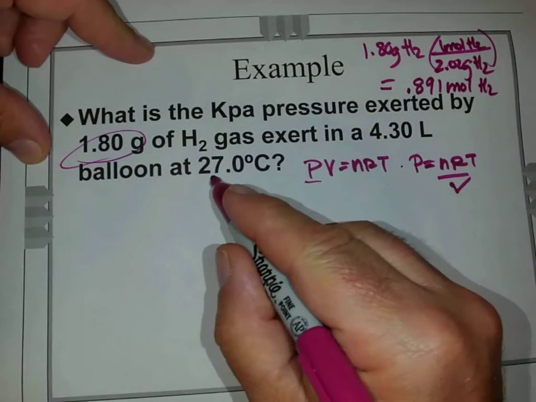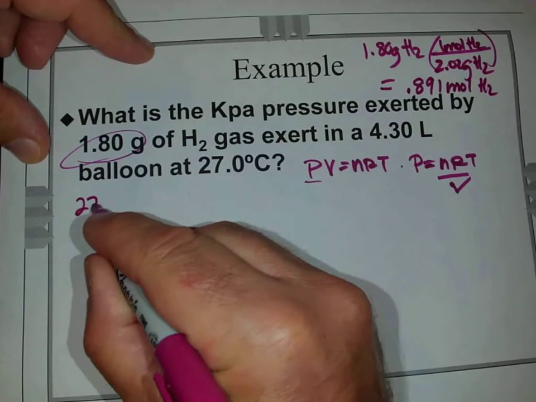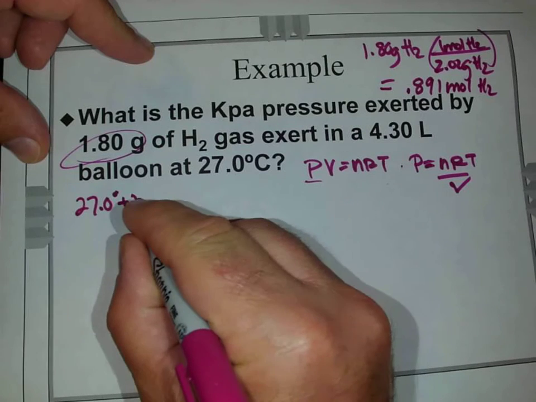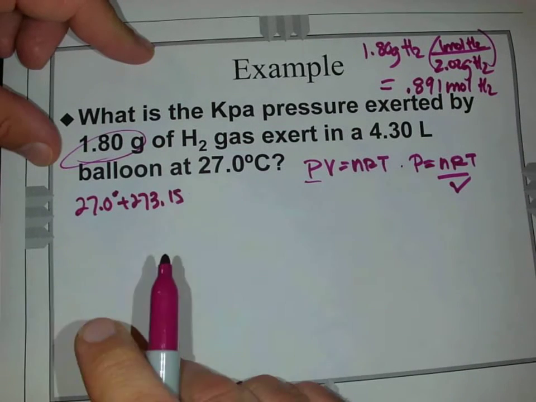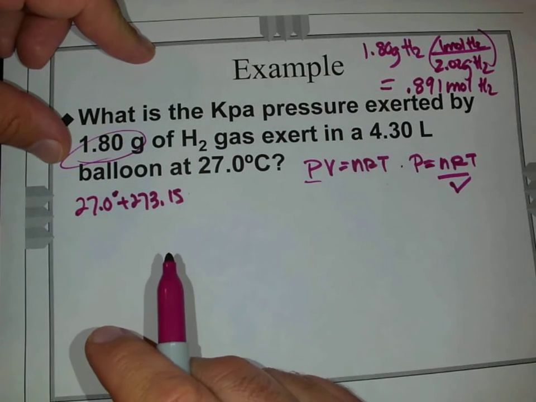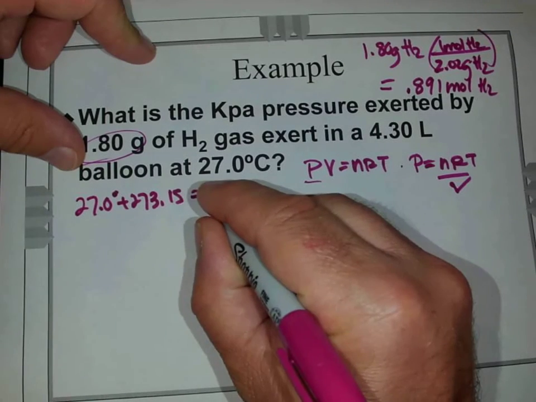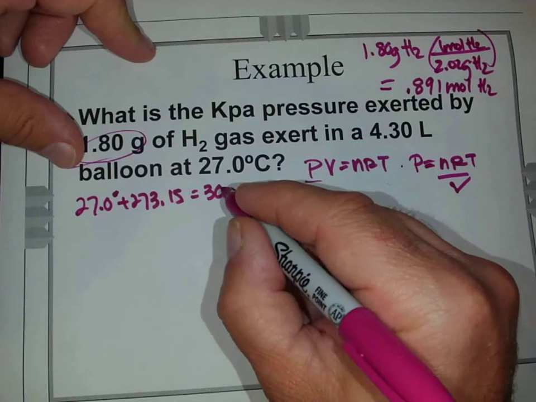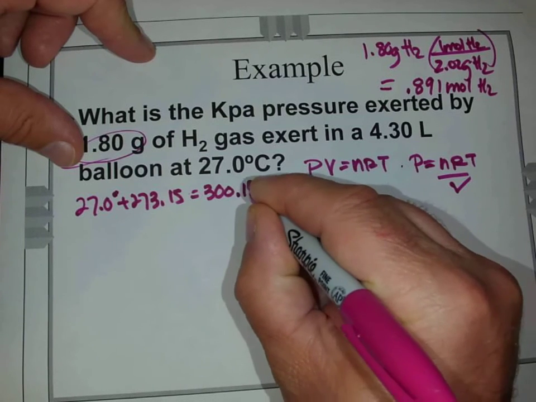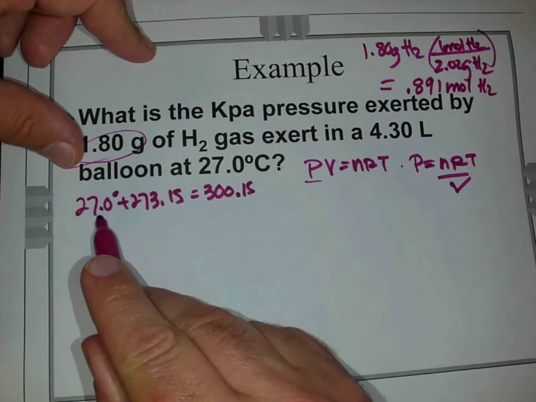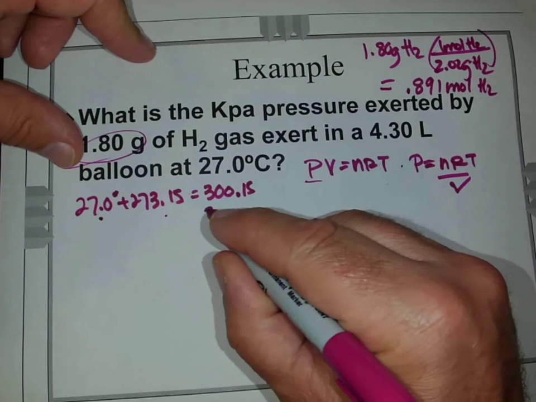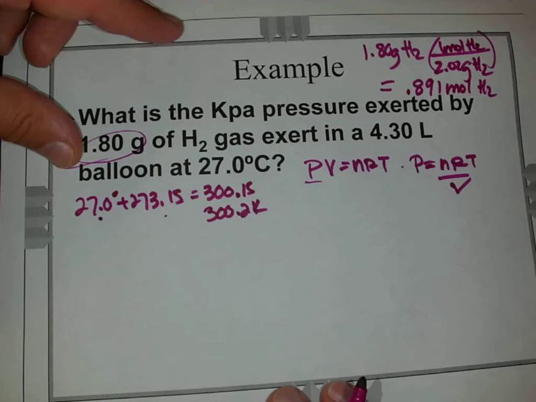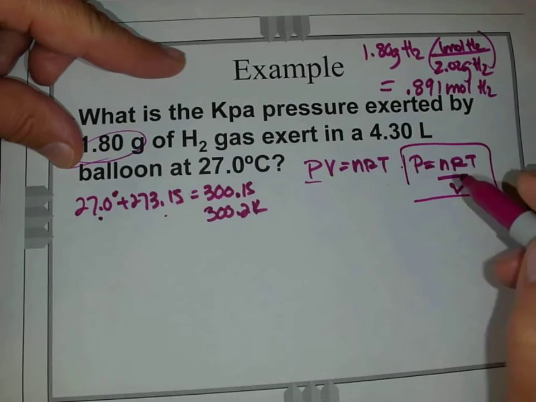And then we have to take this and convert that to Kelvin. We have to add 273.15. This comes out to be, I believe, 300.15, but again, that has one spot behind a decimal, this has two, so it would be 300.2 Kelvin. All right, so now we're ready to plug into our equation over here.